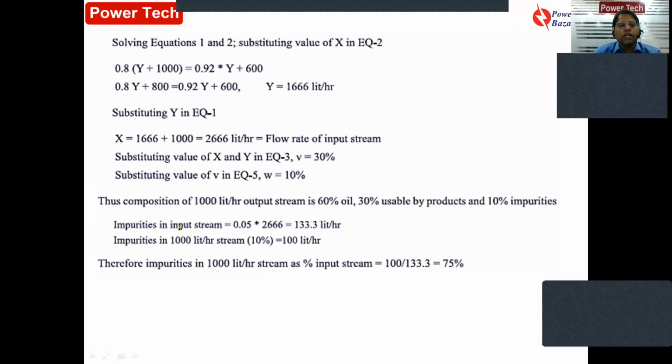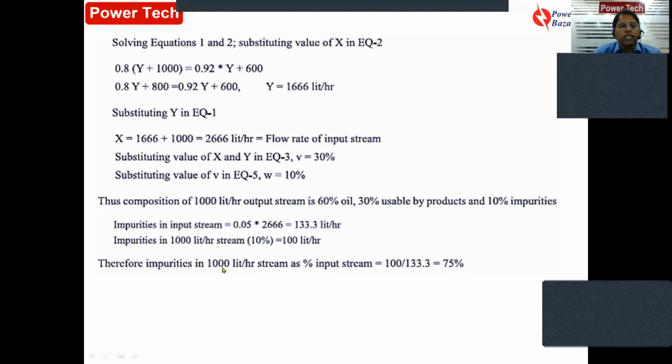The impurities in the input stream is how much? It is 0.05. Input rate is 2666. So what is the impurity? 133 liter per hour. Now the impurity in the 1000 liter per hour stream is 10%. That means it is around 1000 liter per hour because impurity is 10%. So the impurities flow rate is 100 liter per hour.